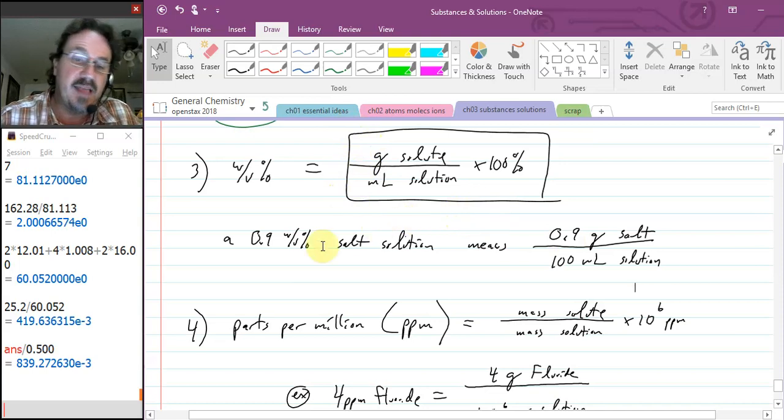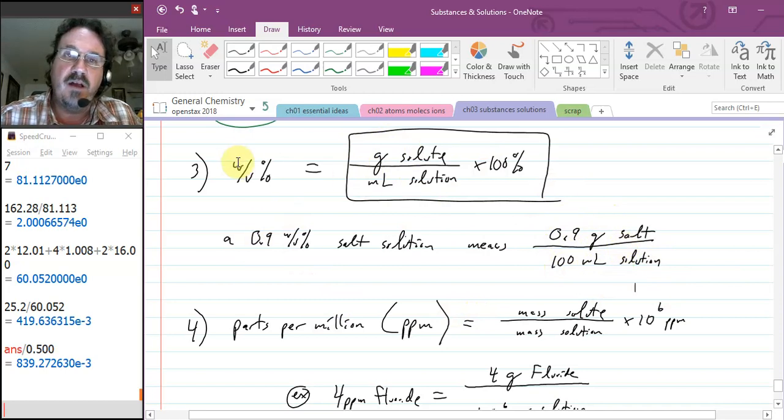All right, so for example, if they say a 0.9 weight by volume percent salt solution, I would interpret that to mean there's 0.9 grams of salt in 100 milliliters of solution. All right, 100's on the bottom, just like before. What is it? It's milliliters, so 100 milliliters is on the bottom. The top, 0.9 grams. Again, grams of solute needs to be on the top. The 0.9 came from, well, they told me it's 0.9%. Okay, so that's how I would interpret that.